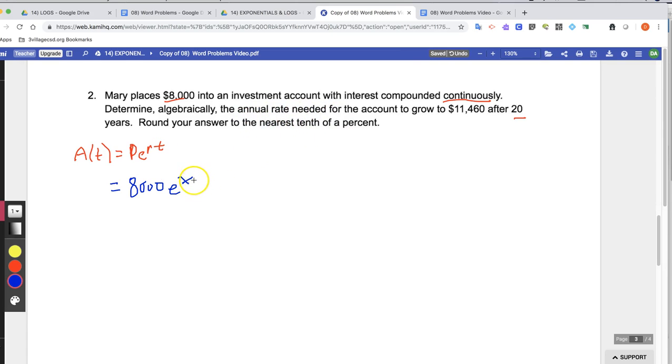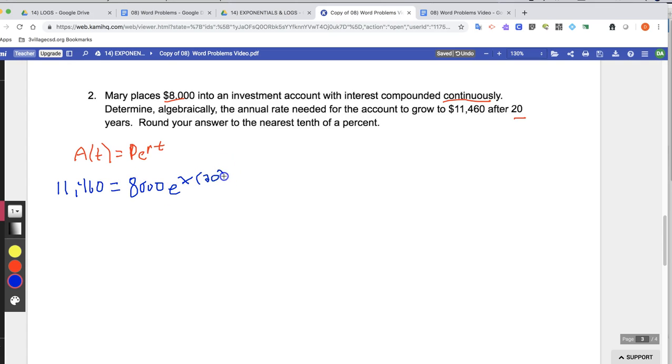So I'll plug in x for r, and T is the time in years, and in this case, that is 20. And A of T, again, is how much money we have after a certain amount of time, and in this problem, that's the $11,460. So once again, here's our equation.